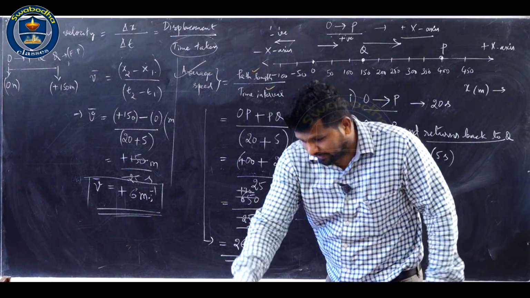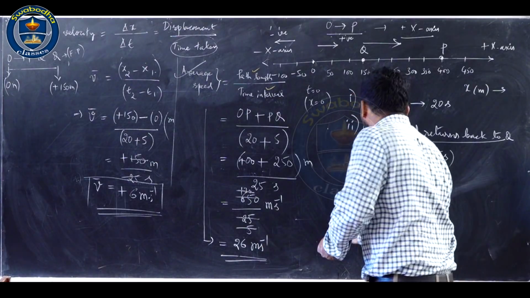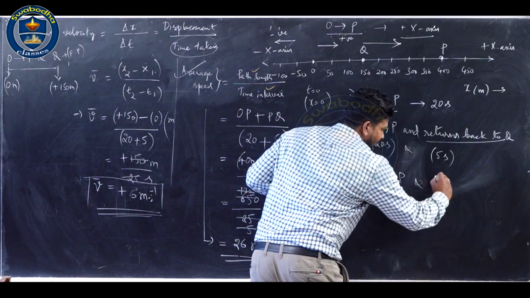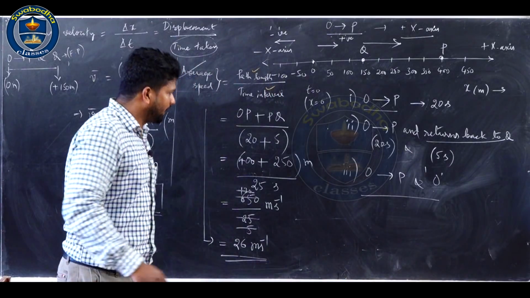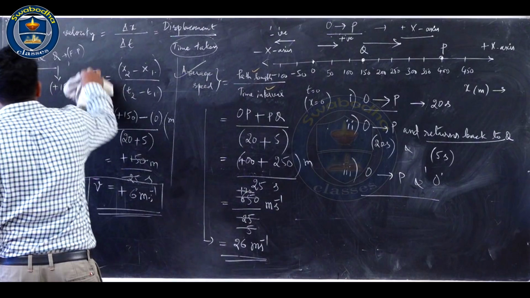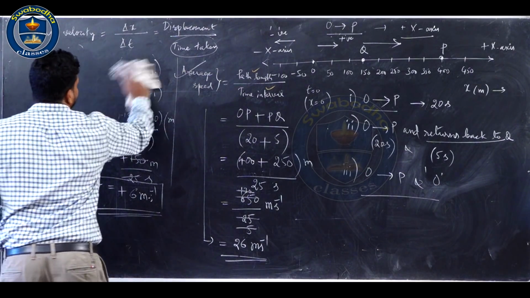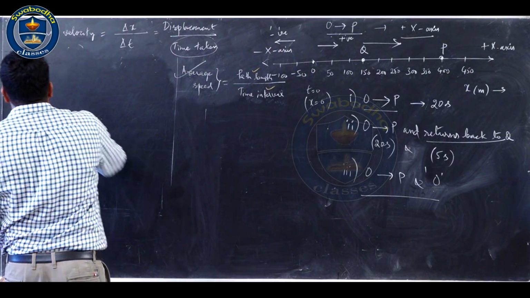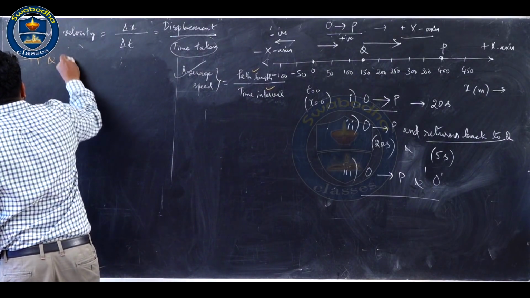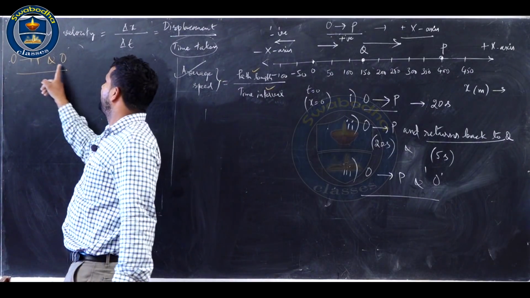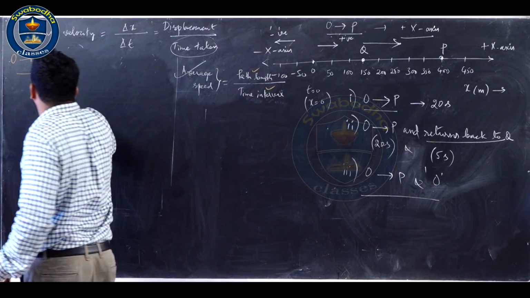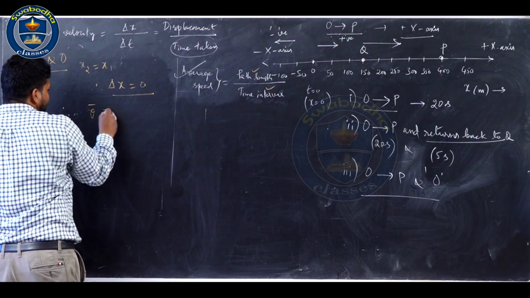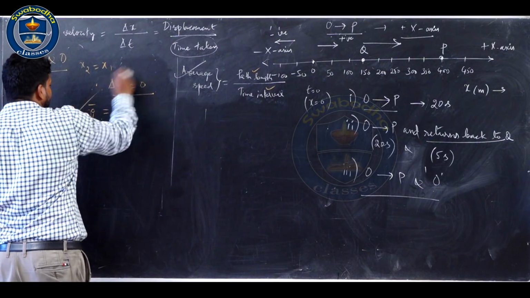As a special case, I can consider the third case like this. The body moves from O to P and back to O. See, this is the initial position O, and this is the final position. Initial and final positions are coinciding, therefore x2 is equal to x1, therefore delta x equals 0. Therefore, average velocity equals 0. Zero by anything is 0. So, average velocity is 0.